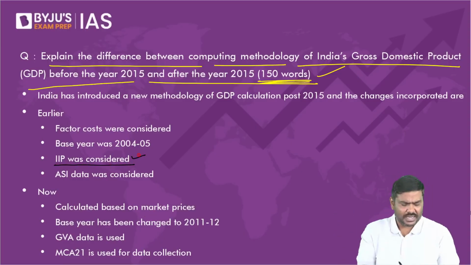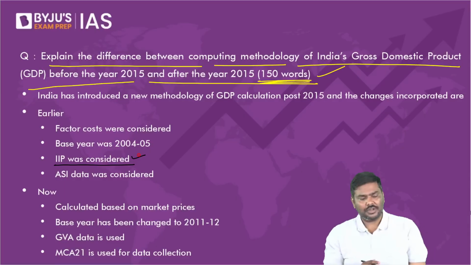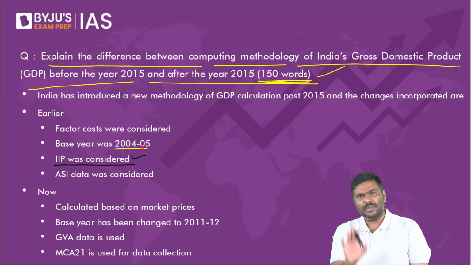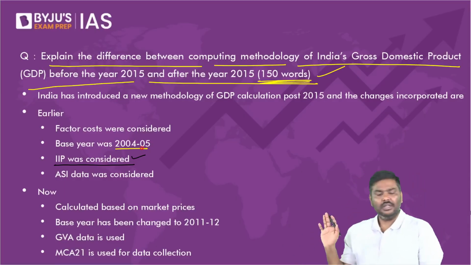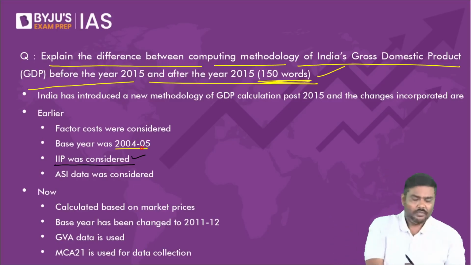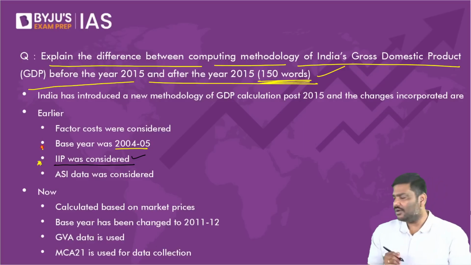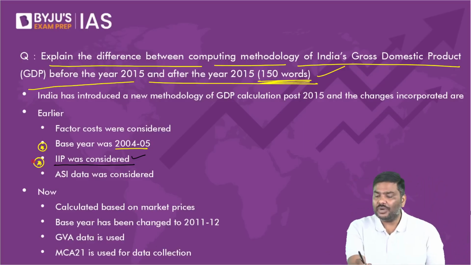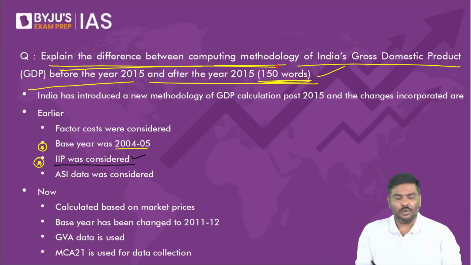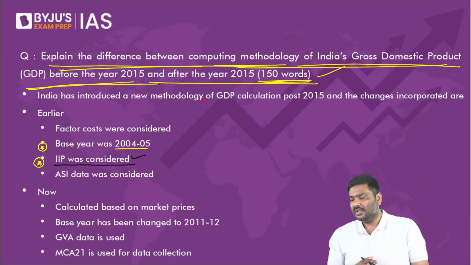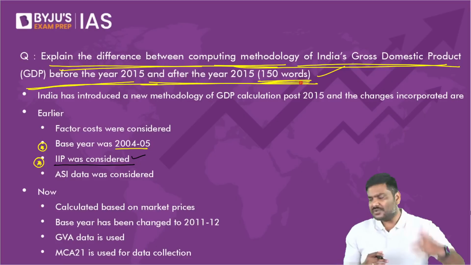IIP simply stands for Index of Industrial Production. And base year I have not yet discussed. We'll discuss even the concept of base year. Do not be worried about it. Can you answer the question now, assuming we have discussed both IIP as well as base year? Last year it was asked: explain the difference between the computing methodology of India's gross domestic product before 2015 and after 2015. You can check the papers. So this was asked last year.